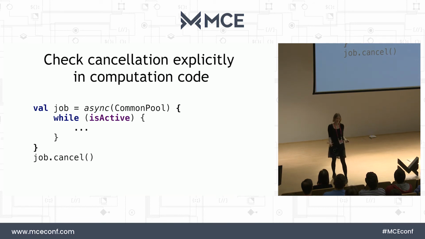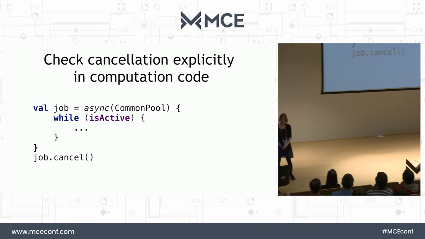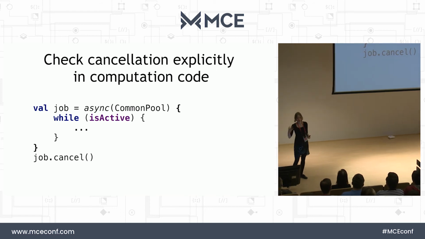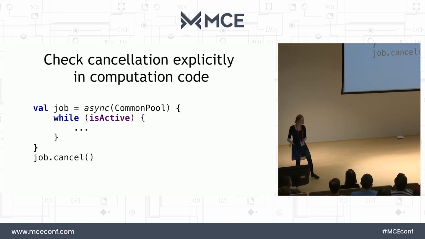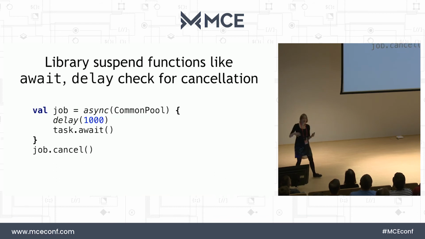So it's your responsibility. It's the same with threads, actually. You can cancel it, like here, with job cancel. But if your coroutine is just doing some computation, you have to check explicitly. However, if your coroutine calls library functions like delay or await, then these functions check for cancellation for you. So if your function sometimes awaits, when it is awaited, it checks if it's cancelled, and then your coroutine will be cancelled.